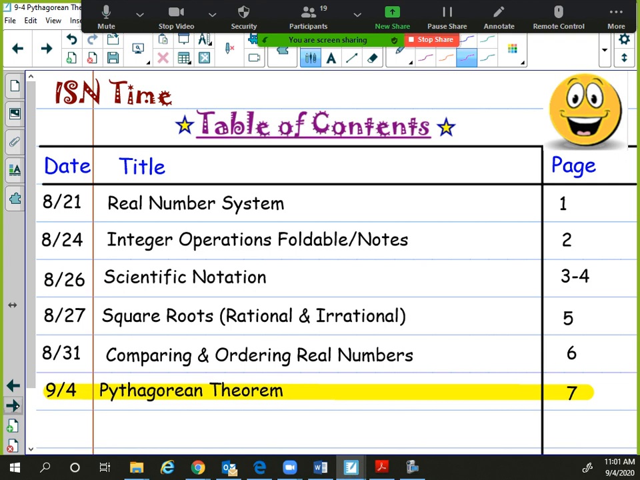So today we are starting Pythagorean Theorem, okay? It's probably page 7 in your ISN if you've been following along. It may be something different. Just make sure that whatever you are putting down in your table of contents, it matches what's in your ISN.